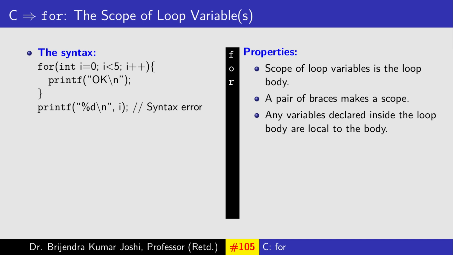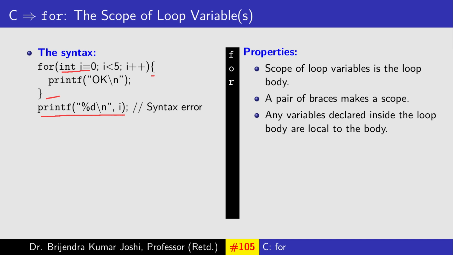The scope of loop variables. If you declare this I inside the parenthesis, that is, the loop head, then this loop variable is accessible only from within the loop body. So it is accessible here only. If I have written it like this, and I want to print the value of I outside, this would be a syntax error because I has not been declared.